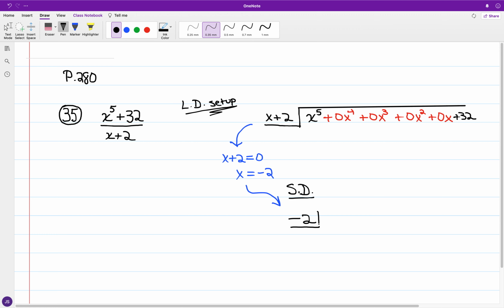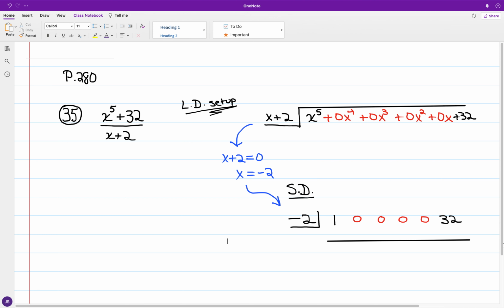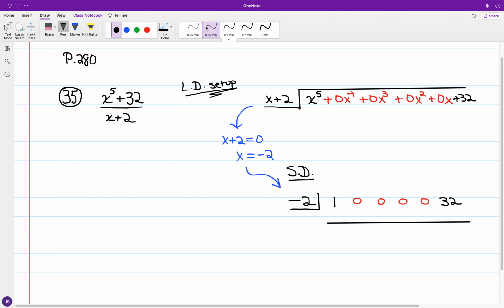Again, that's going to be separated from the coefficients of the dividend, and for the dividend, we have 1 for x to the fifth. And again, we have 4 zeros to follow, and this signifies the missing x terms from fourth degree on down to the first degree. And again, we have 32. So the first coefficient in the dividend is also going to be the first coefficient in the quotient. So 1 is brought down.